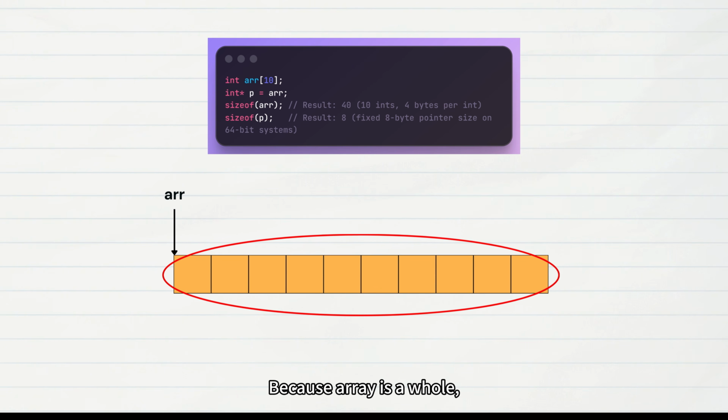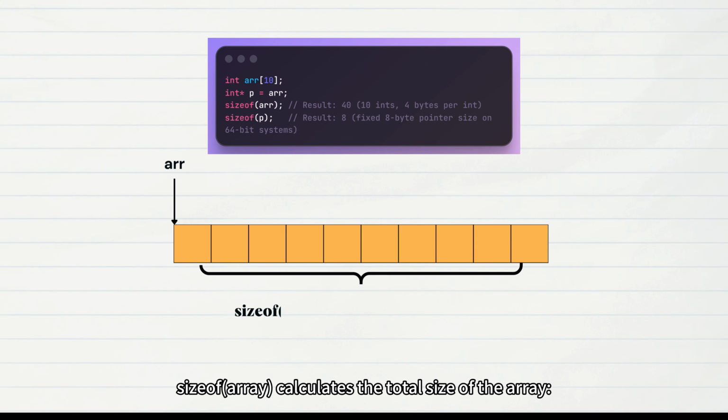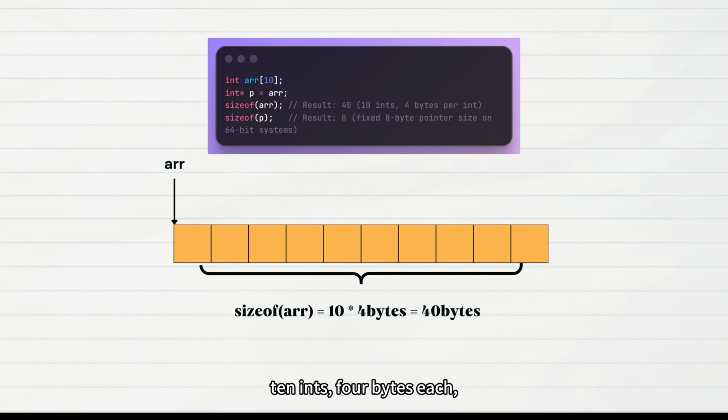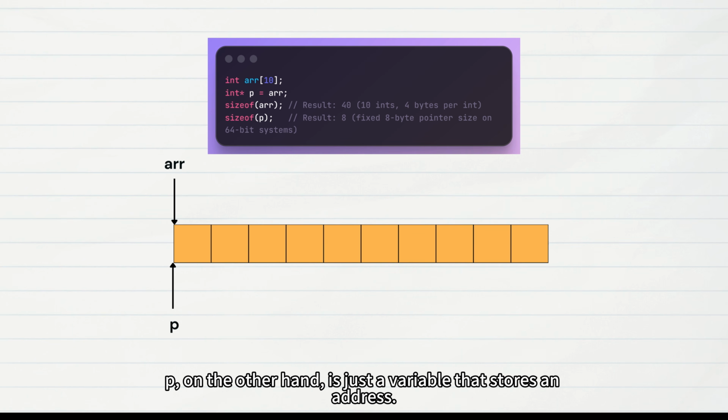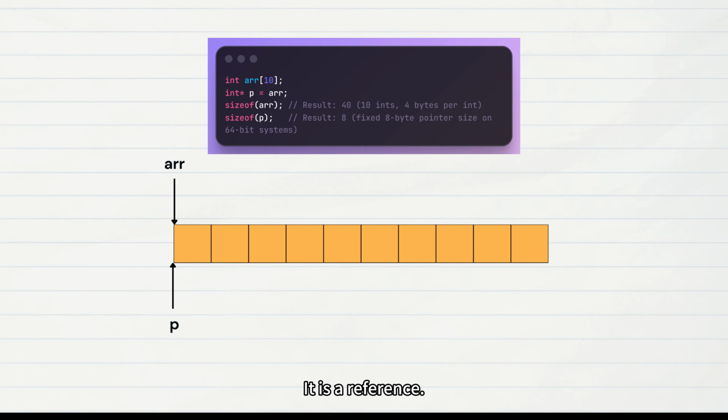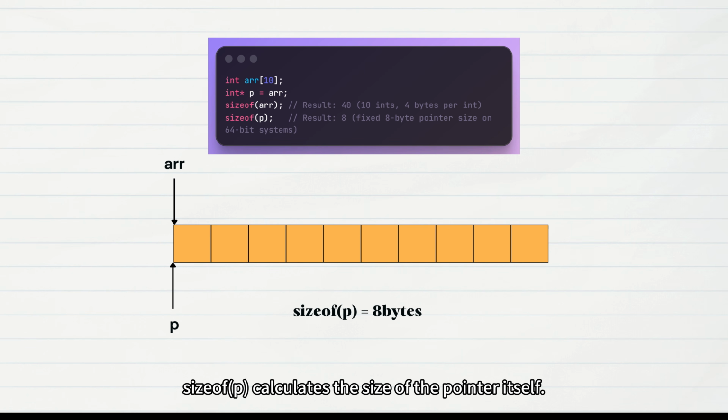Because array is a whole contiguous block of memory. It is the data entity. sizeof(array) calculates the total size of the array. 10 ints, 4 bytes each. The result is 40 bytes. p, on the other hand, is just a variable that stores an address. sizeof(p) calculates the size of the pointer itself. On a 64-bit system, no matter what type the pointer points to, its size is 8 bytes, unrelated to what it points to. This distinction is crucial.